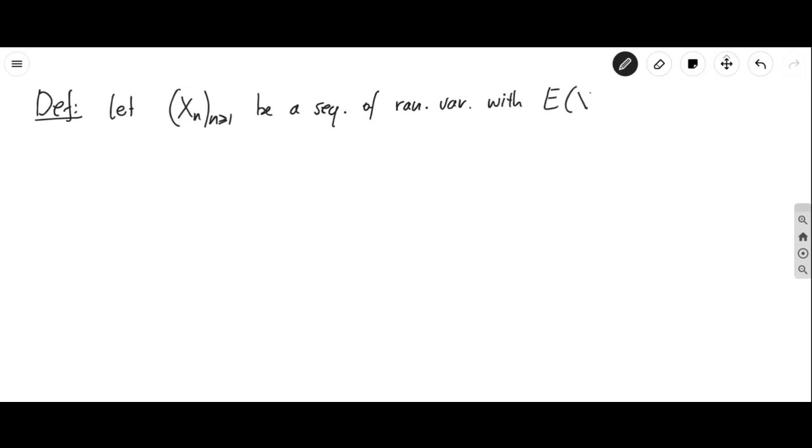Now we're going to get to the strong law. Let's set the assumption, so I'll make a definition here. Let Xn be a sequence of random variables with all of them having the same expectation. And we're going to construct An to be the empirical average obtained from the first n observations coming from these random variables. So this is the definition.